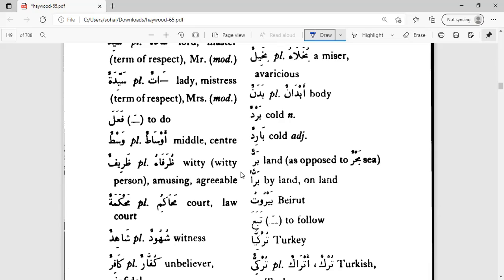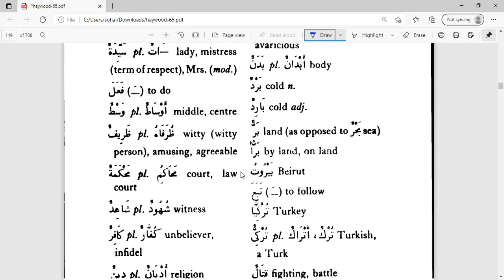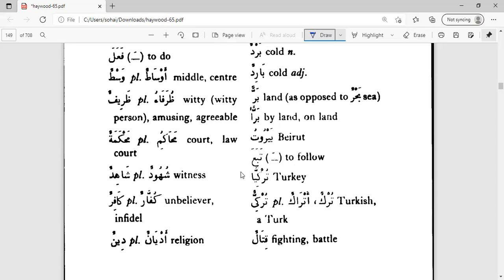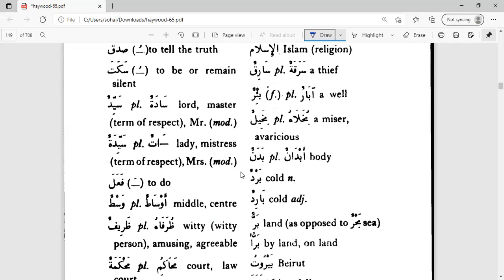Wastun, broken plural awsatun, middle or center. Zarifun, zurafa'u, witty person or amusing or agreeable. Mahkamatun is court. The broken plural is mahakimu. Shahidun is witness. Shuhudun is broken plural. Kafirun is unbeliever. Kuffarun is broken plural. Dinun means religion. Broken plural adyanun.